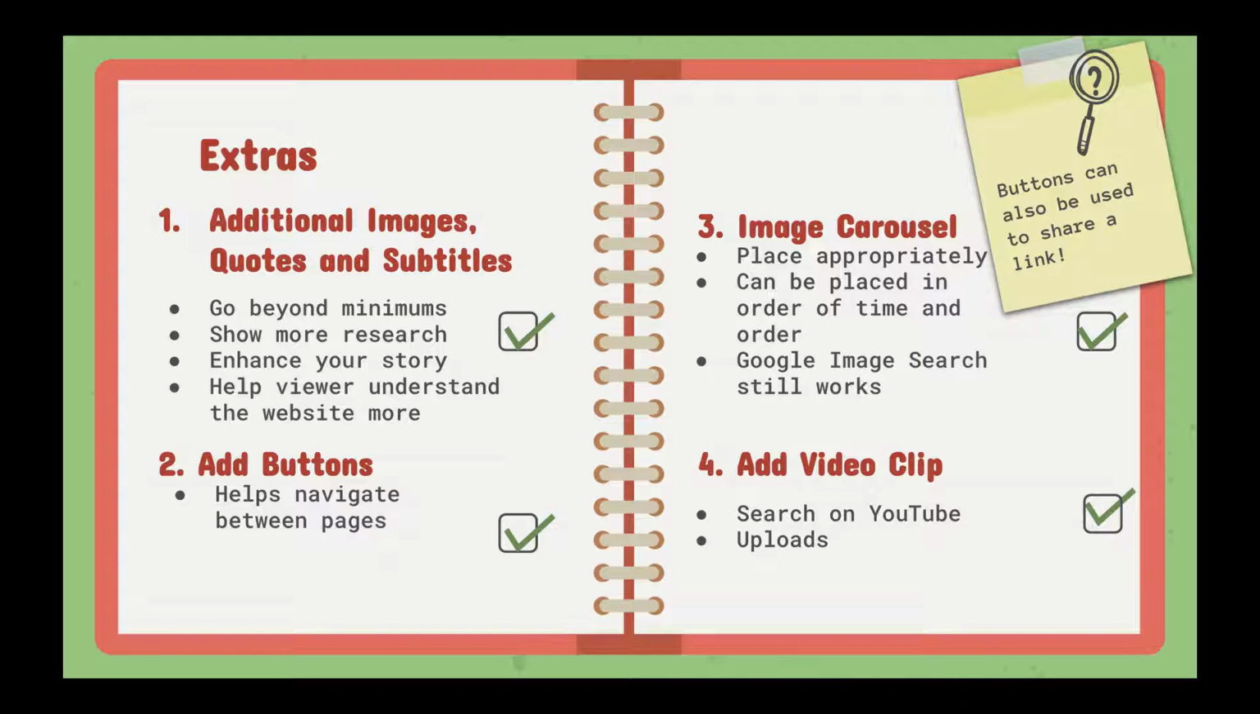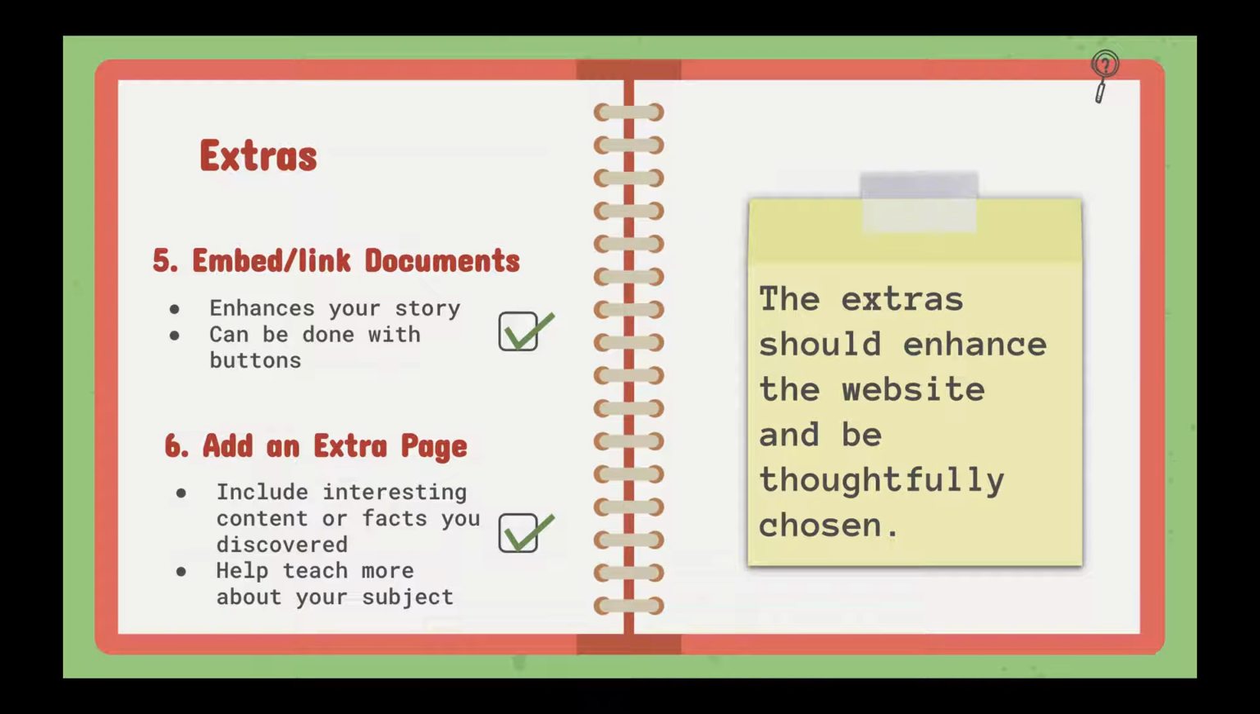You could also add a video clip to enhance what you're talking about, maybe a primary source, like a speech or a newsreel. And yes, there is a YouTube search built right in, or you can upload from your camera roll. Consider embedding or linking documents, because this can enhance your story if there are important documents associated with your topic. This can be done with buttons, like in the example with the Civil Rights Act of 1964.